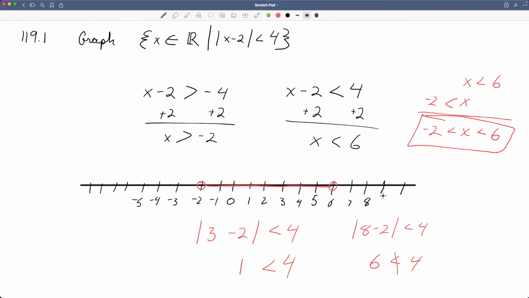So therefore 8 cannot fall within the realm of the possible answers. And so this checks out. So let's try a negative number and see if that works. So we're going to pick negative 4.